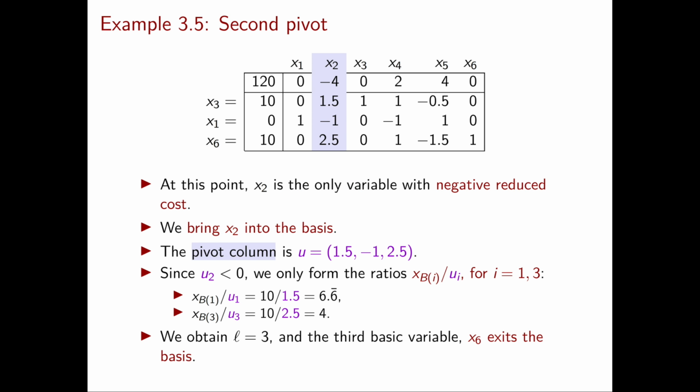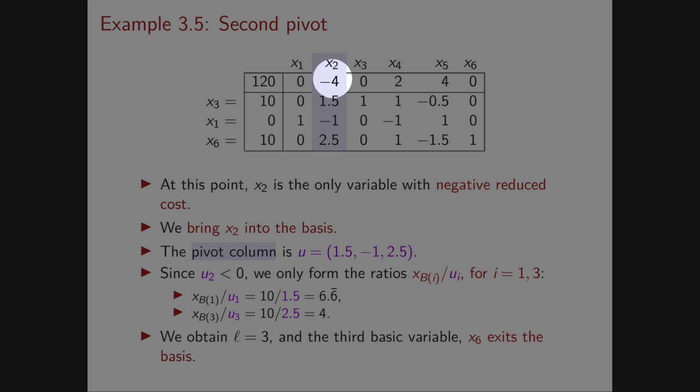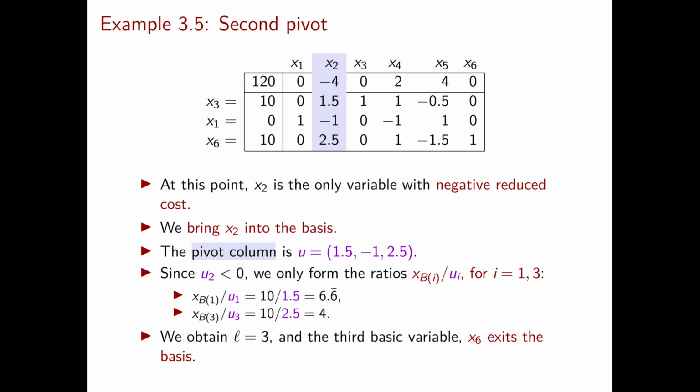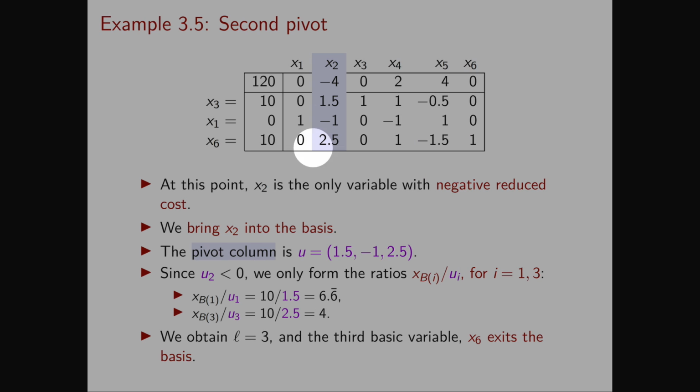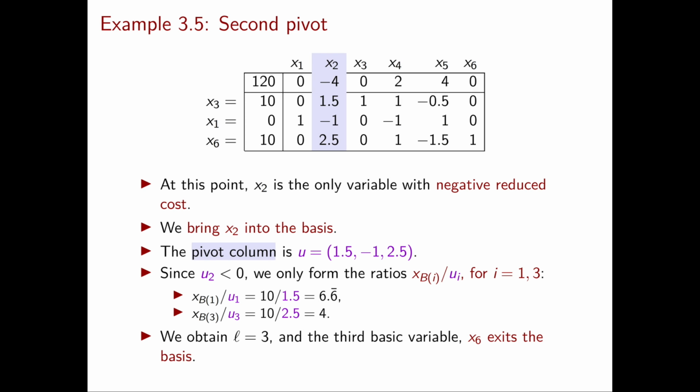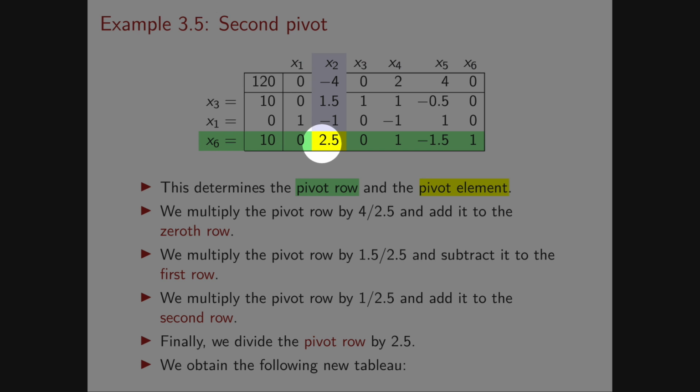So let's get back to our tableau. The fact that we're not in an optimal solution is clear from the tableau because we still have a negative reduced cost. -4 is the only negative reduced cost, so we must have x2 enter the basis. So the pivot column is this one. Next, we compute all the ratios xBi over ui whenever ui is positive. So we have 10 divided by 1.5 and 10 divided by 2.5. The smallest of the two is 10 divided by 2.5. So the third basic variable, namely x6, will leave the basis. So the third row is the pivot row, and accordingly the pivot element is 2.5.